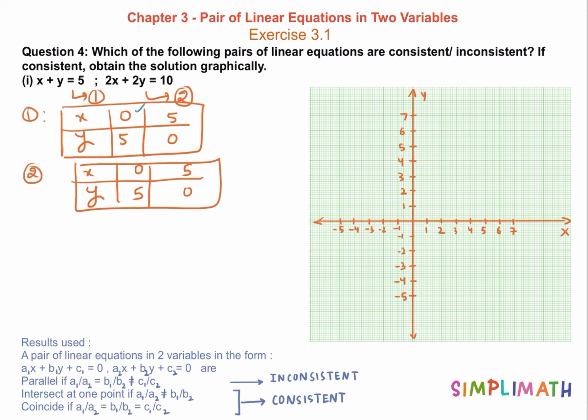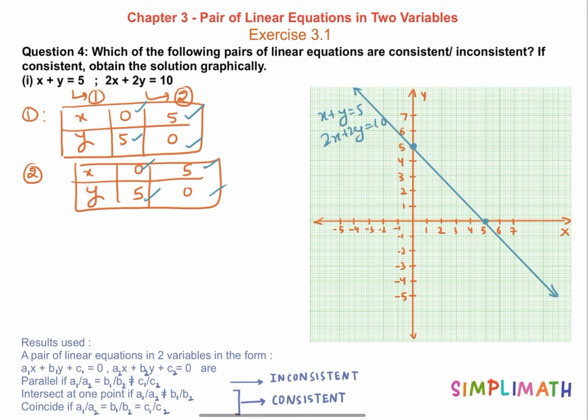Alright, so when x equal to 0, y equal to 5, that means it is this point, and when x equal to 5, y equal to 0, then this is going to be this point on the x-axis, right? And similarly, these are the same points for equation 2. So now let us connect these 2 points. The graph of equation 1 and equation 2 is obtained by this blue line on the graph, and it is of the equation x plus y equals 5 and 2x plus 2y equals 10.